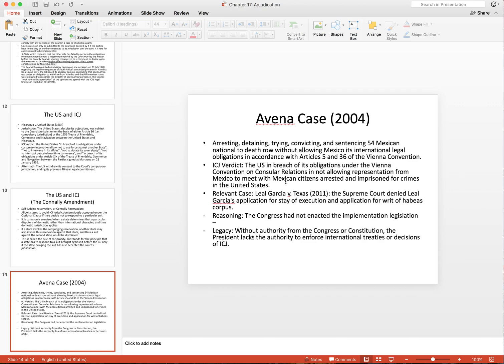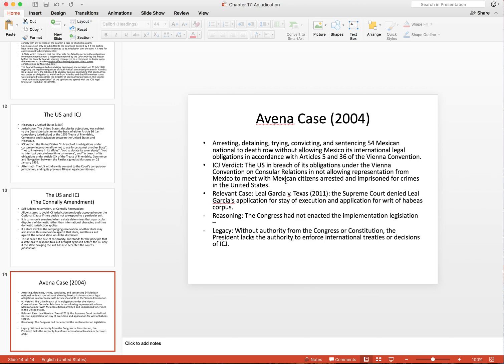Another relevant case was Medellin versus Texas in 2011, where the Supreme Court in the United States denied the application for stay of execution and application for writ of habeas corpus. And the reasoning for denying the stay of execution and application for writ of habeas corpus was that the U.S. Congress had not enacted the implementation legislation.